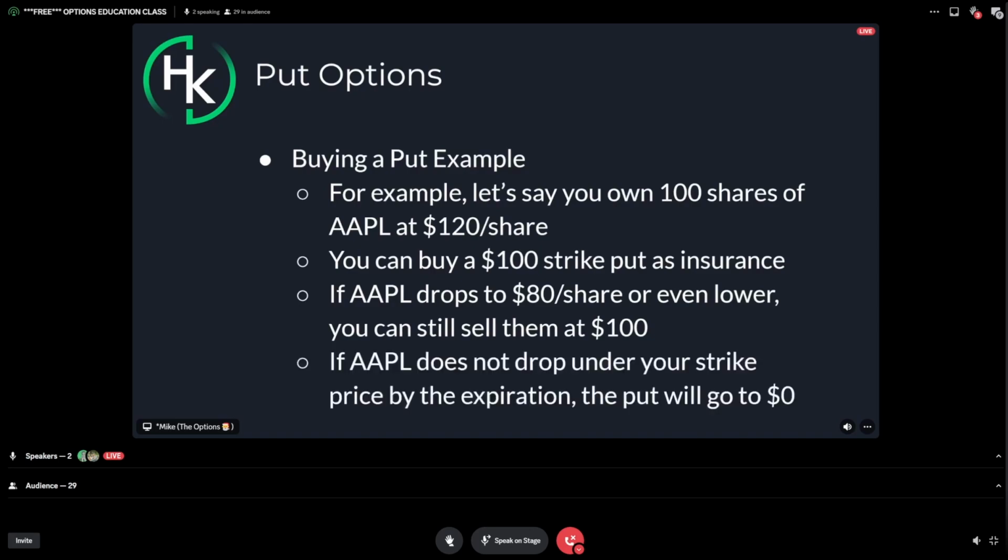You'll be good. But if Apple doesn't drop under your strike by the expiration, again, your put will go to zero. All out of the money options will expire at zero.